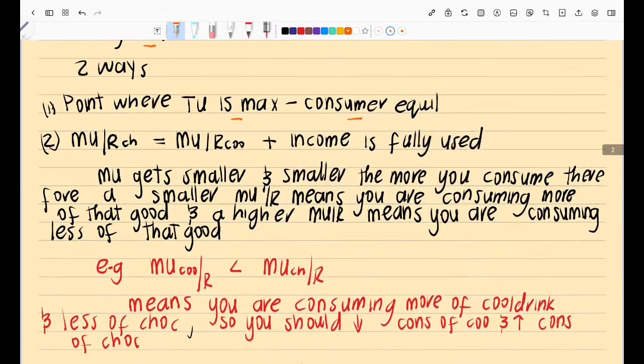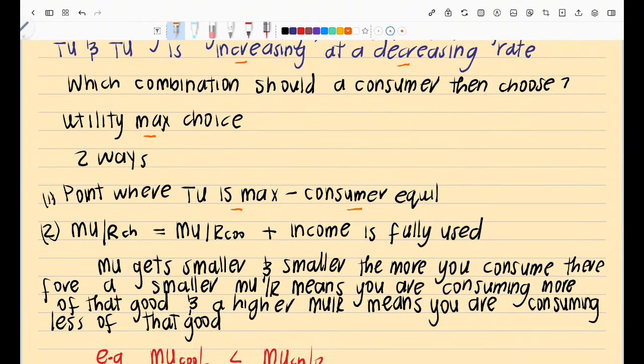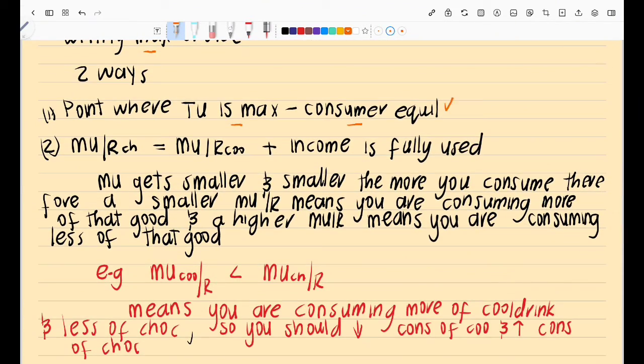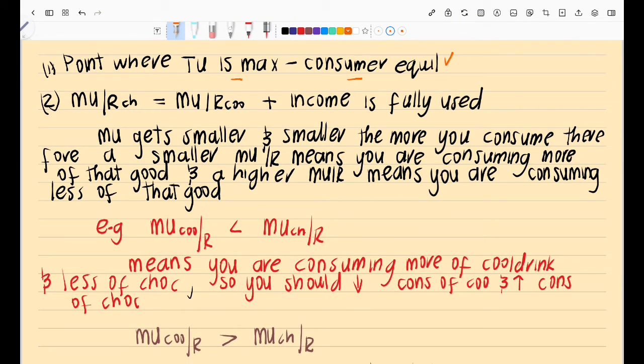And the second way that you can do this, I'm so sorry guys, so that was the first one, and that is called consumer equilibrium, as I said. And then the second way that you can do this is by calculating your marginal utility per rand of each unit of each good. So you calculate your marginal utility per rand of chocolates, marginal utility per rand of cold drink, right? And you find the point where both of these are equated.